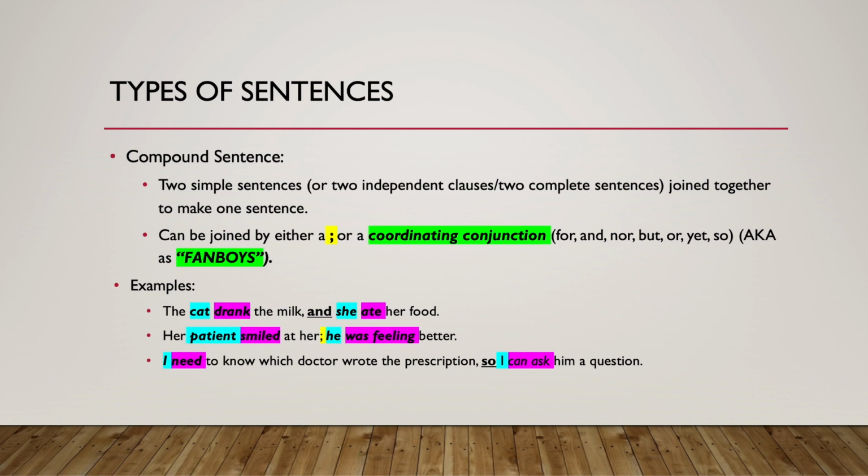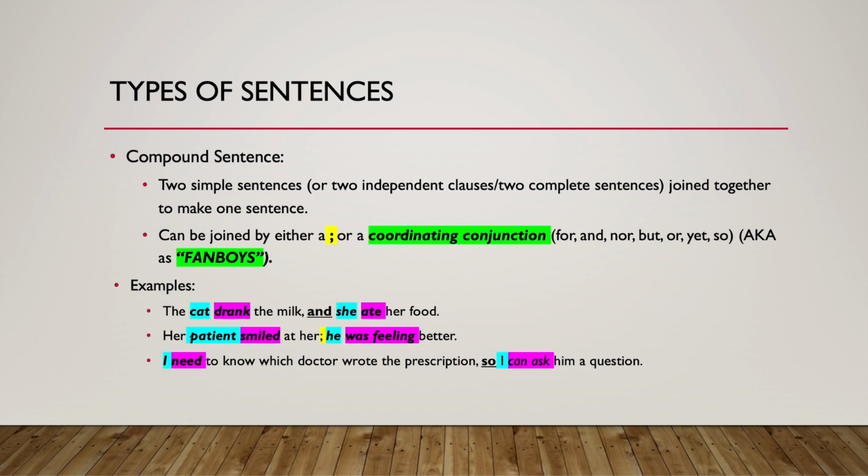Those words are also referred to as FANBOYS, which is just the acronym for: for, and, nor, but, or, yet, so. If you combine two complete sentences using a coordinating conjunction, you have to have a comma before that coordinating conjunction. That's just an extra little tip. So let's look at the examples.